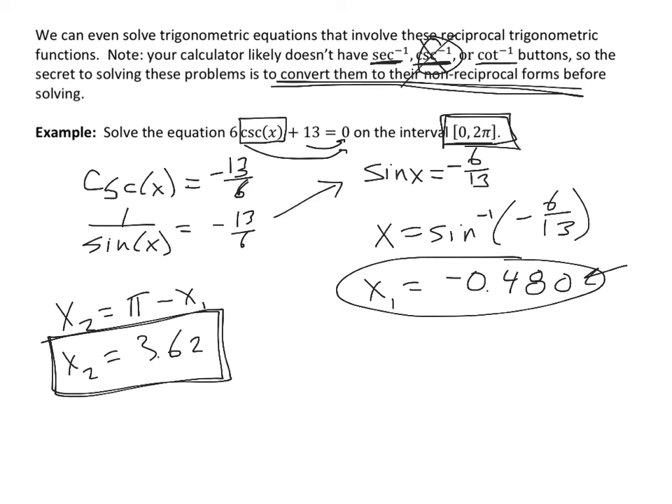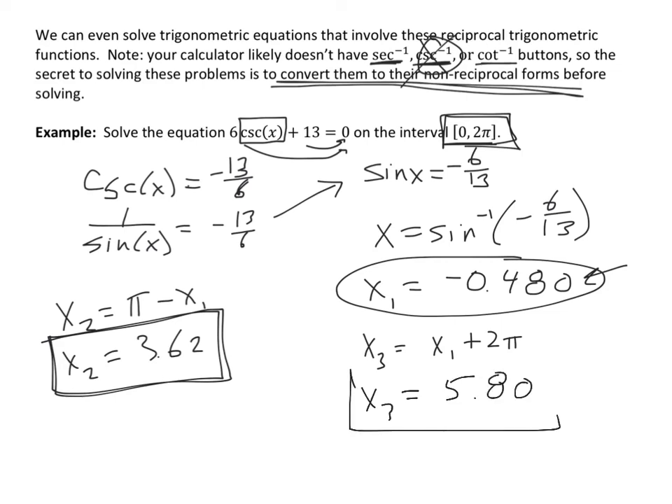So now I go on and I say, well, okay, there could be another solution that I get by doing that one plus the period length of sine. Remember, that was step 3. When we punch that into our calculator, we find that this other solution is 5.80. So these are the two solutions that I found that were on that interval.